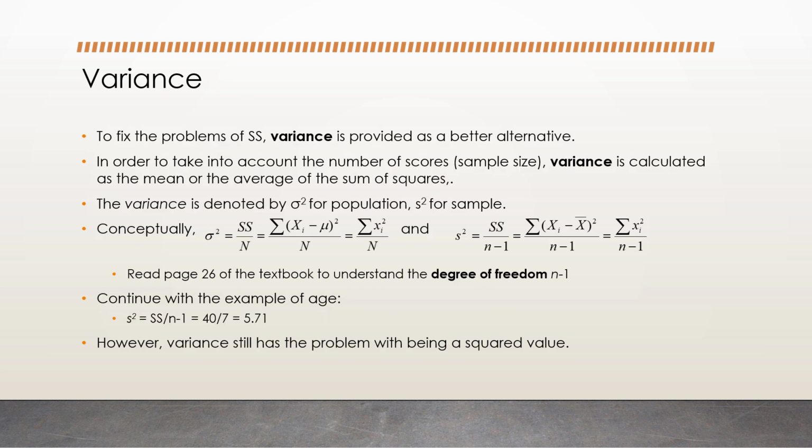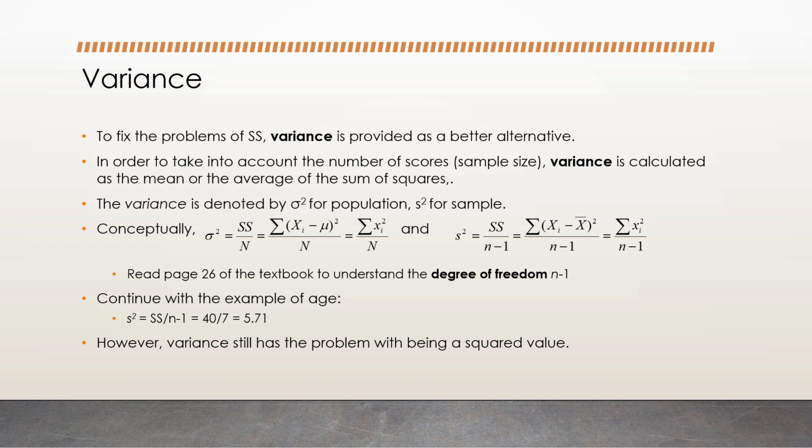Variance was developed to address the problems with sum of squares. Because sum of squares always increases with sample size, variance is calculated by dividing sum of squares by the number of observations. The variance of a population is denoted by sigma squared, while the variance of a sample is denoted by S squared. A key point to remember is that population variance is calculated by dividing sum of squares by the population size, whereas sample variance is calculated by dividing sum of squares by n-1. Here, the n-1 is called the degrees of freedom.